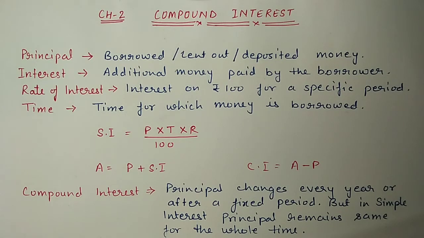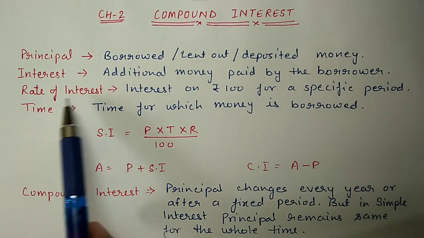So the first term is principal. Principal means the borrowed money or lent out money or the money deposited in any bank. The second thing is interest. Interest means the additional money which we will get from the bank, or if you have borrowed money, the additional money you have to pay.